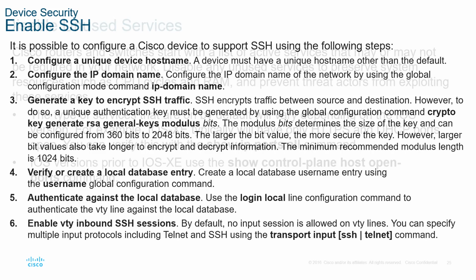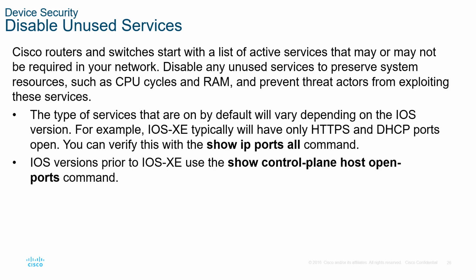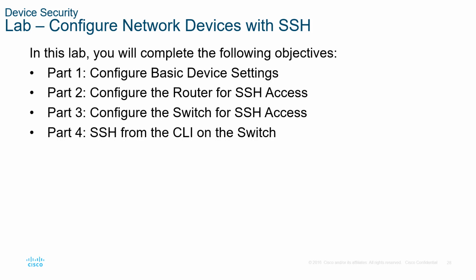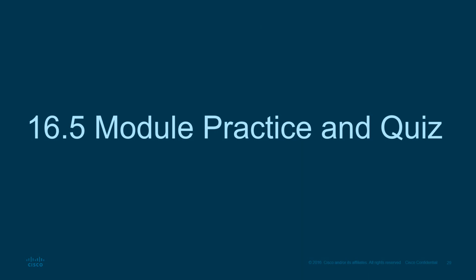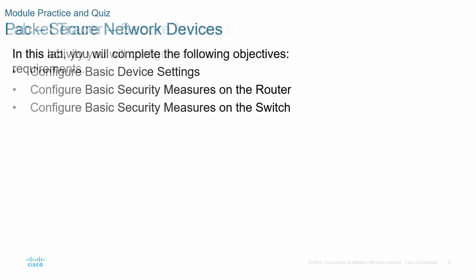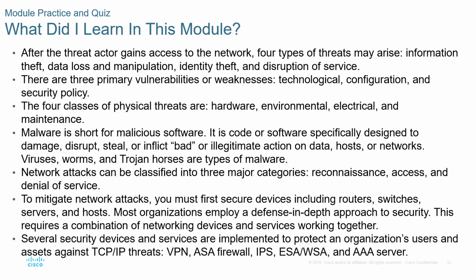Another thing for protecting end devices is disabling unused services. If you do not need port 20 open, you're not using FTP, shut those ports down. You don't need to use them. Only open the ports that you actually use. We actually have a lab setting up SSH. We have a lab doing basic configuration and setting up SSH. And that is the end of this course. We have labs setting up secure devices, basic settings.